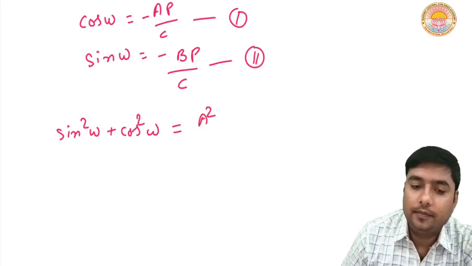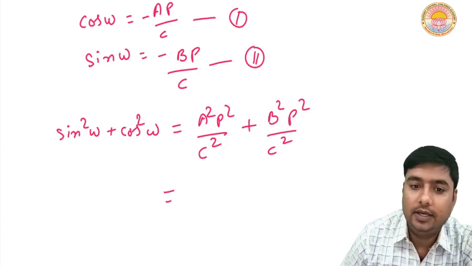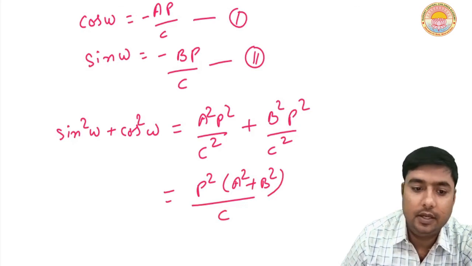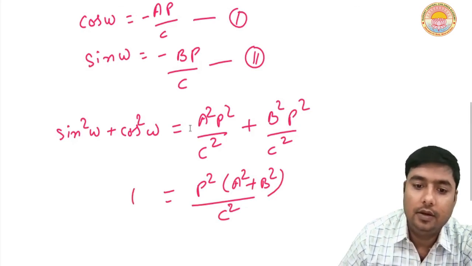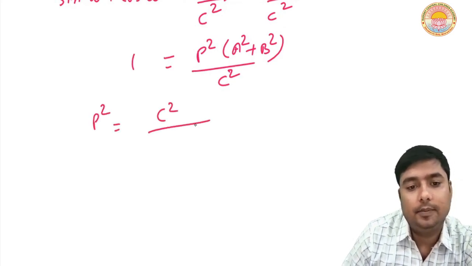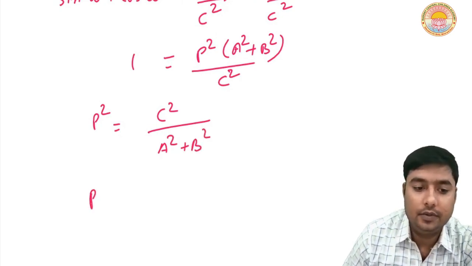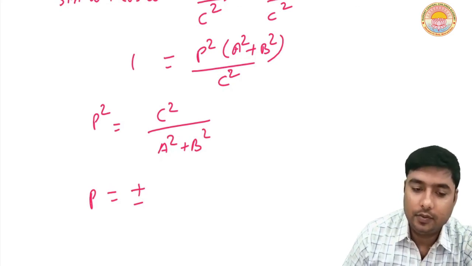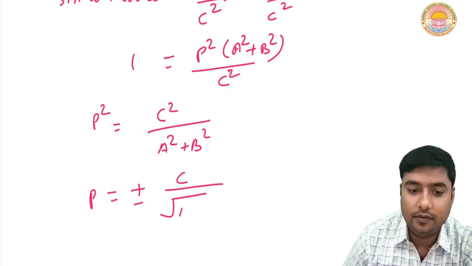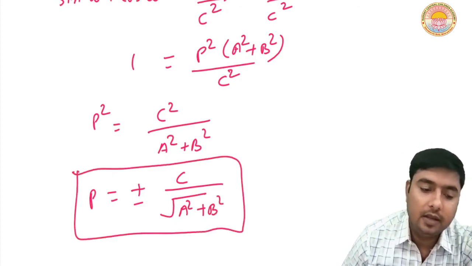a square p square upon c square plus b square p square upon c square. Now we can write here a square plus b square upon c square, which is equal to 1. Now p square equals to what? c square upon a square plus b square. So p equals to what? Plus minus square root c upon square root of a square plus b square. This is the value of p, perpendicular length.